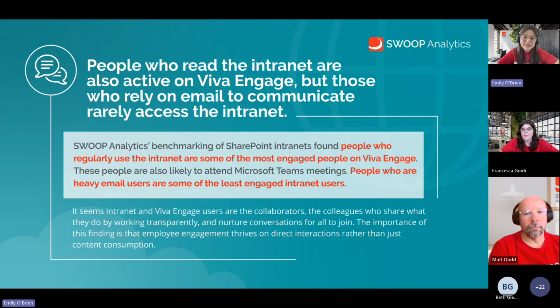But for our final insight, and where we'll then also share with you some other helpful resources, we found that people who read the intranet are also active on Viva Engage. And this brings in some of those thought starters that we have around having more of a multi-channel approach when it comes to sharing content. But it's also more interesting as part of this insight that those people who are heavy email users are sometimes the least engaged intranet users. Maybe some of that's a surprise. Maybe that's a shock for some of you.